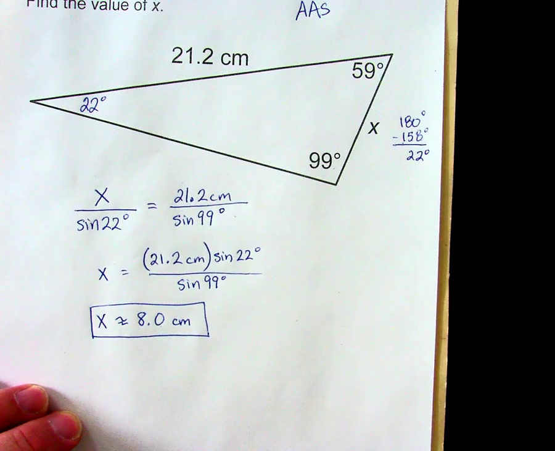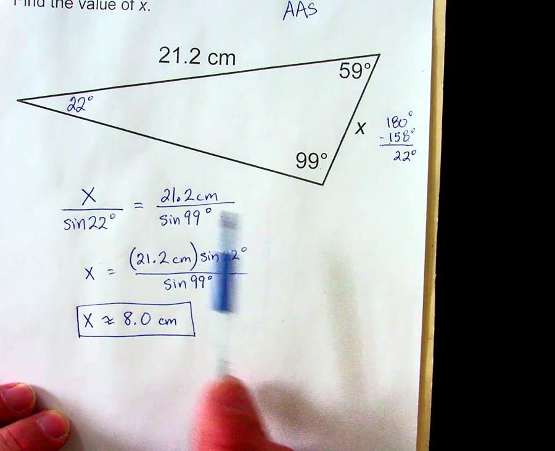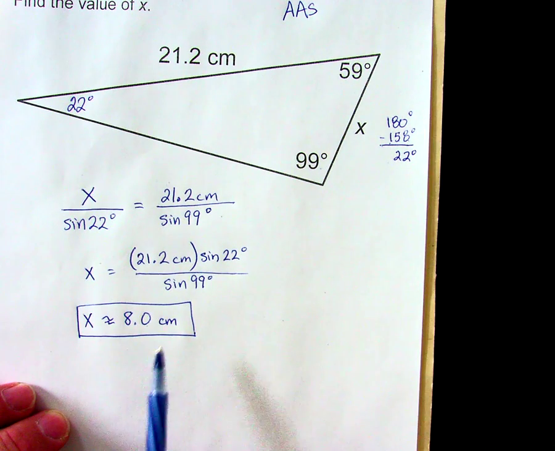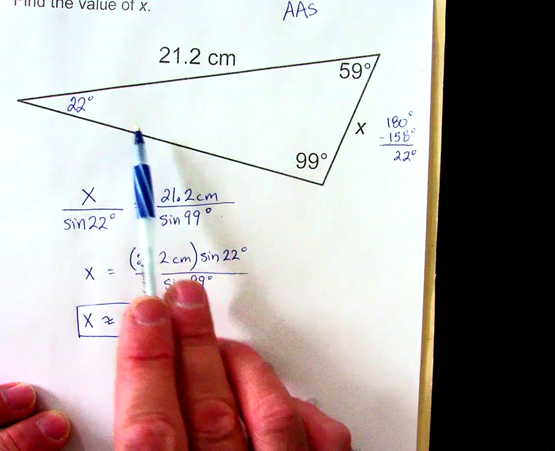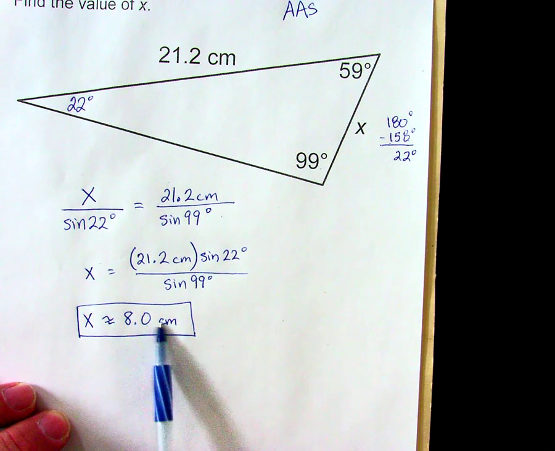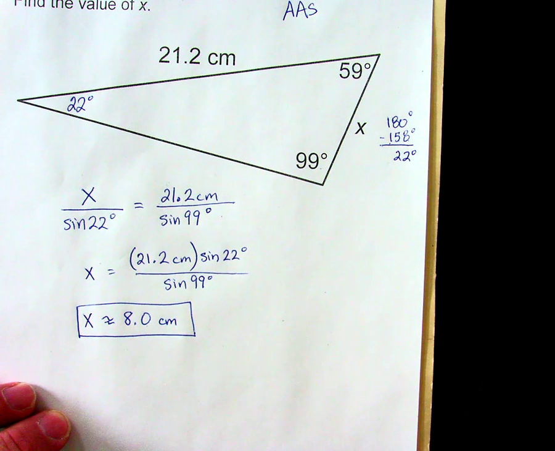Now, it does make sense for my problem. 22 is by far the smallest angle, so the biggest angle has the biggest side. It makes sense that x could be about 8.0 centimeters, comparing the side lengths to the angle measures.